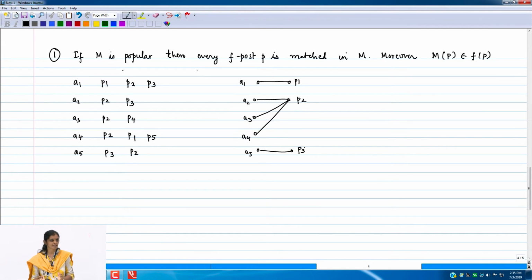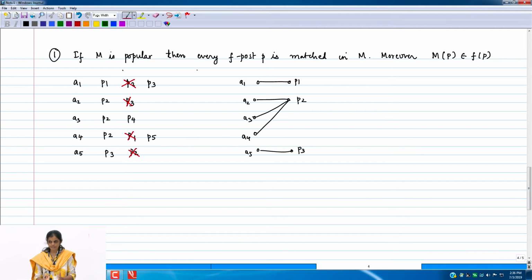Similarly, there are some edges which are uninteresting or irrelevant for me. And what are those edges? For example, this edge, A1 P2. I will just say that this is a discarded edge, because this post is a rank 1 post, and I am never going to match it to somebody who doesn't treat it as a rank 1. Similarly, A2 P3 is a discarded edge. A4 P1 is a discarded edge. And A5 P2 is a discarded edge, right?